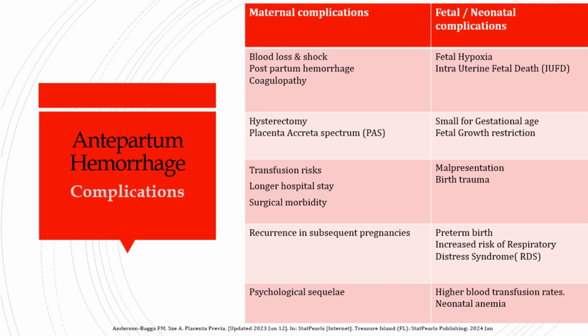The events surrounding an emergent birth may be quite traumatic for patients. From a fetal, neonatal perspective, there is a risk of fetal hypoxia or asphyxia and even death. In cases of chronic abruption or vasa previa, there is a risk of growth restriction. Since there is sometimes a need for preterm birth, there may be a risk of malpresentation. And preterm birth itself carries risks for the fetus, like respiratory distress.